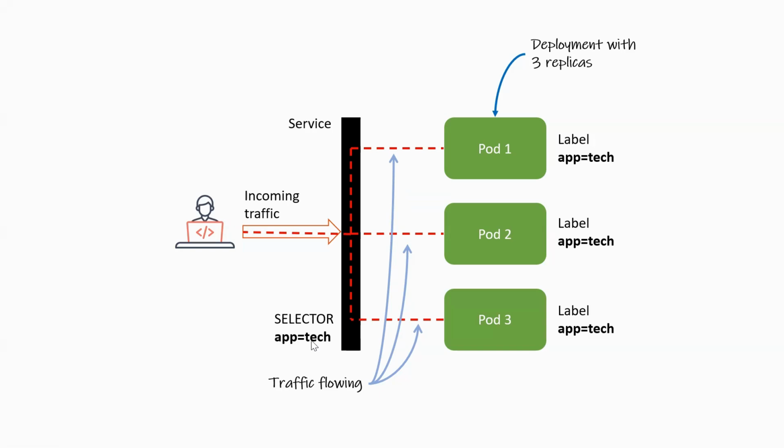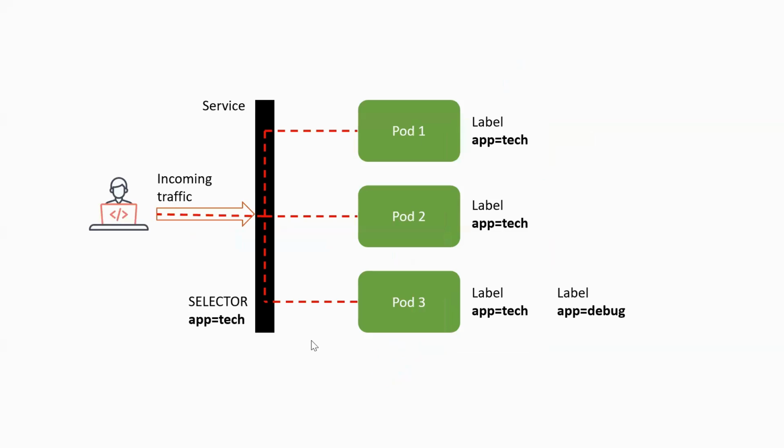Now you have a requirement: this deployment needs to be tweaked, and I need to isolate one of the pods. I'm going to take the third pod as the example. I'm going to introduce the label app equal to debug instead of app equal to take. How do you do that? I'll show you in the demo, but let me explain what happens. I don't want app equal to take, so I'm going to override it with app equal to debug.